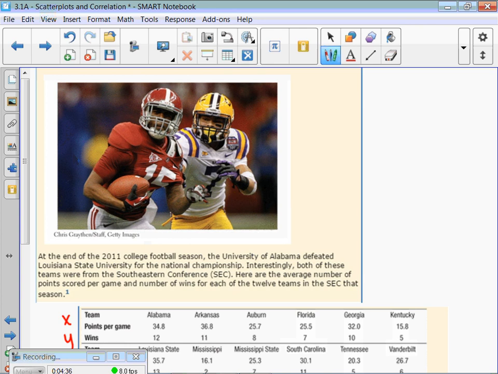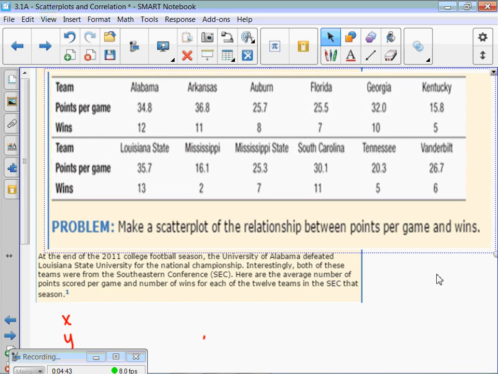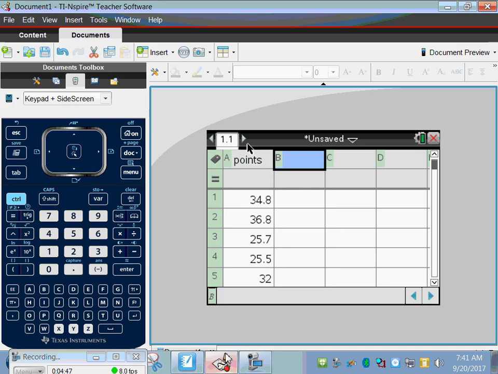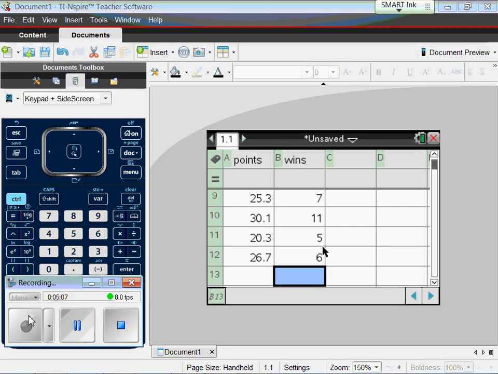I'm going to see if I can blow this up so you can see it. All right, you guys. So first thing you want to do is go to your lists and spreadsheets. Okay? And you're going to plug in the points per game. And then you're going to plug in the wins. So I'm going to pause this and you guys can do that. Or go to Zoom Stat.